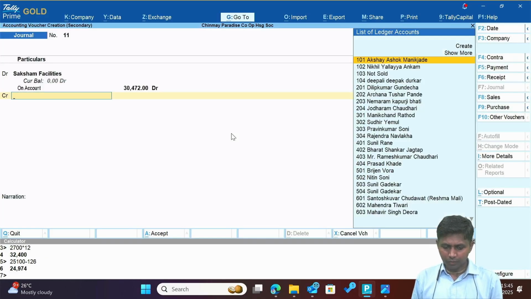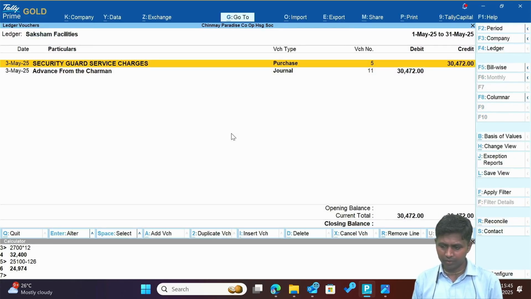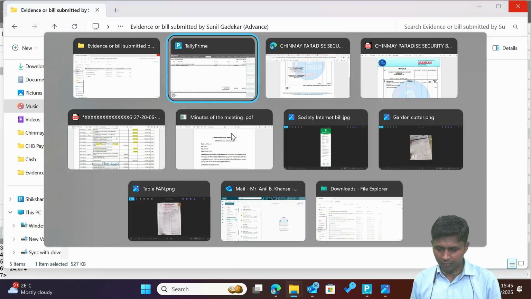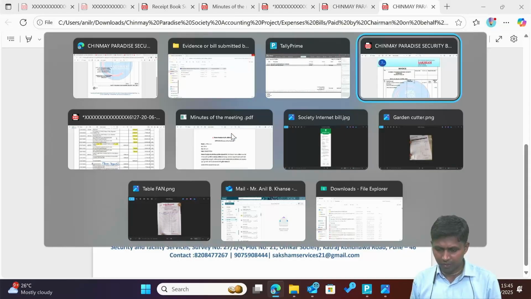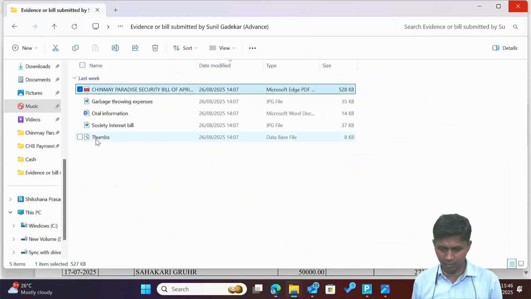Now Saksham to advance. Okay, accept. On the same date, or on which date are we paying? We don't know when the chairman paid to the party, so it's better to keep the same date as the bill. But while passing the payment entry to the chairman, we have to use 7th July only. Whatever date is given in the bank statement, we have to use that date only.